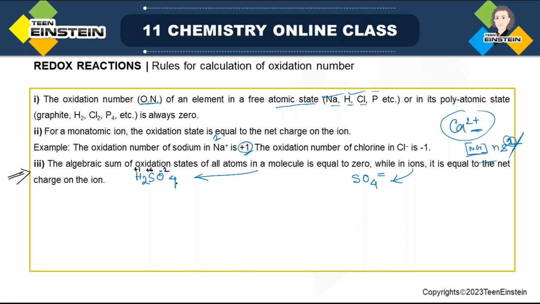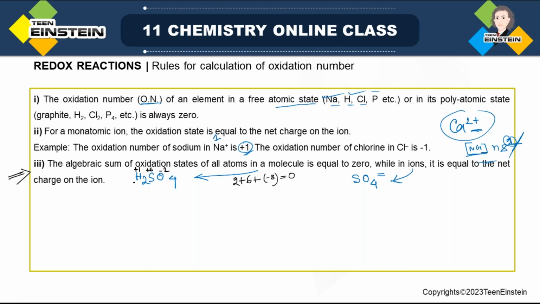Now how to take this algebraic sum? +1 for hydrogen, but how many hydrogens are there? Total 2, so it will be 2. Then how many sulfurs are there? Only 1, that means 6 will come only once. How many oxygens are there? There are a total of 4. So 4 into -2, it is basically -8. Now if you take the sum, it will always be 0. As this rule is saying, overall it will always be 0 because the molecule is after all neutral. You cannot have any residual charge.